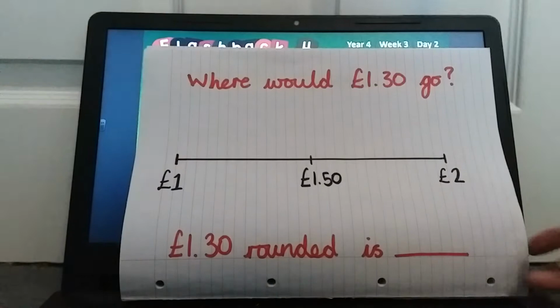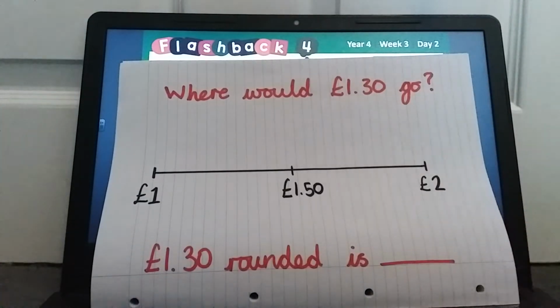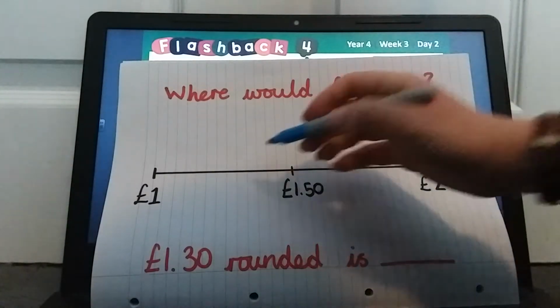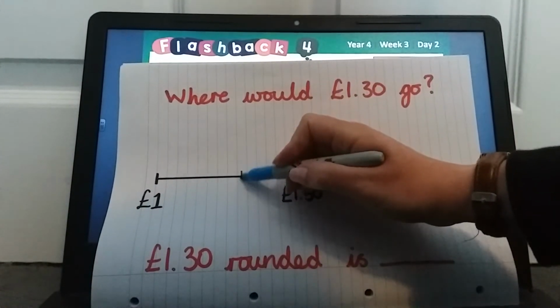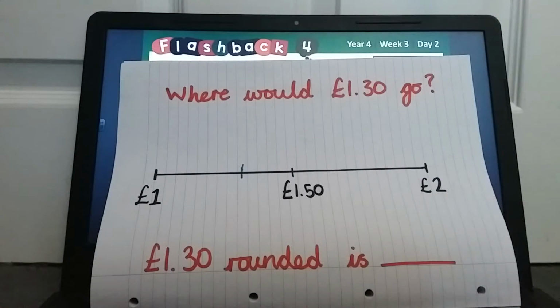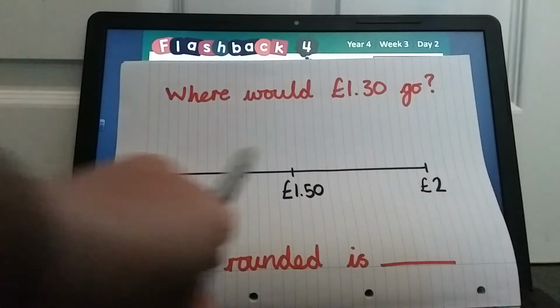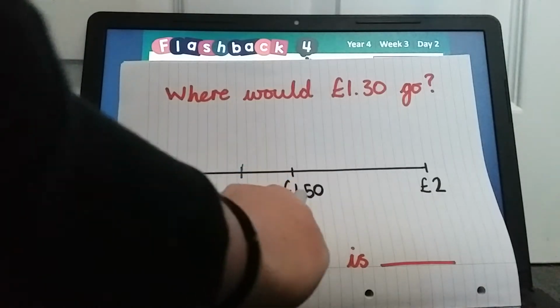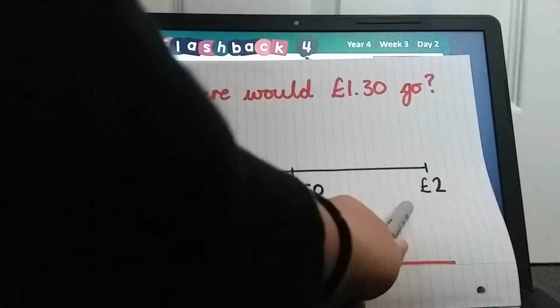So let's work out how we're going to round this. We've got £1.30. Where on that number line would that go? Well done, it would go about here probably, in between the £1 and the £1.50. Remembering that the £1.50 is the midpoint between the £1 and the £2.